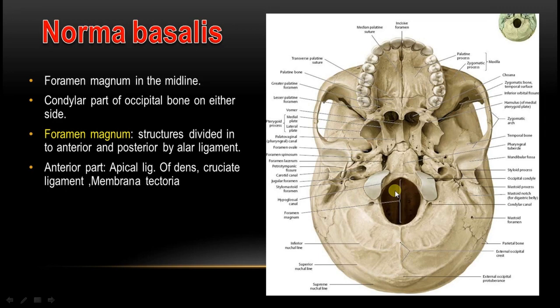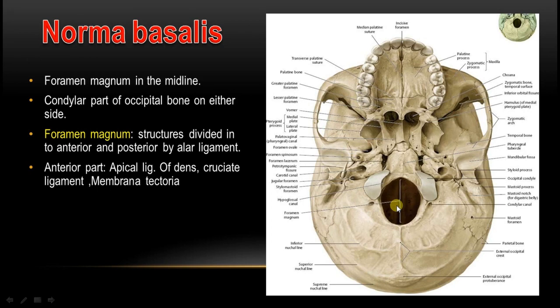So they are all the ligaments which are involved with the joints. From the second and the first cervical vertebra, the apical ligament of dens is actually from the dens of the axis vertebra. Then you have the cruciate and the membrana tectoria. The foramen magnum mainly transmits the vascular and the nervous structures.